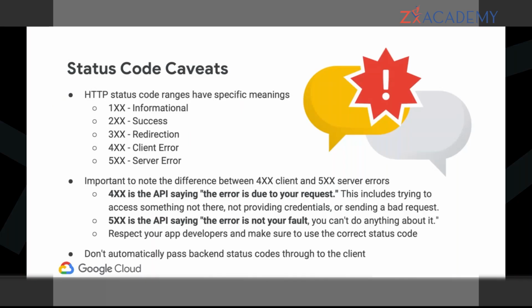In case of 4xx, the client is doing something wrong, which they are not supposed to do. And 5xx means the request is valid, but on the server side something went wrong, and we don't know what went wrong. 5xx is not on the client. We have to check and we have to fix.